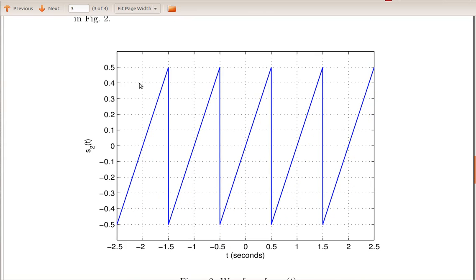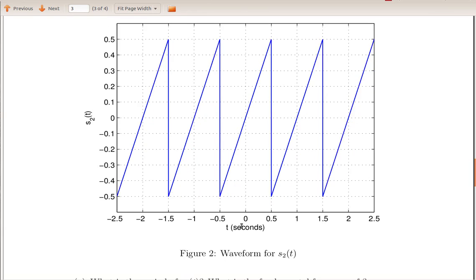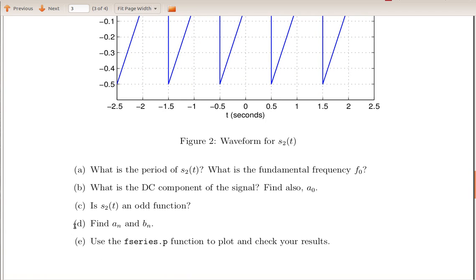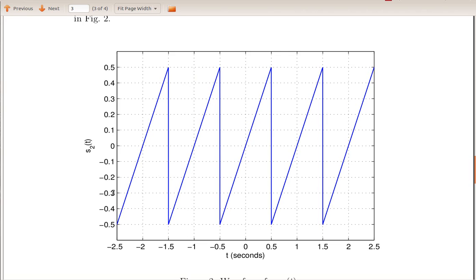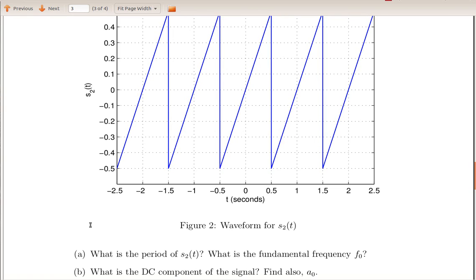Let's begin. Basically we're going to do the same thing as we did in question 1 and find the Fourier series of the signal inside this particular figure. We're going to go through the same set of questions and from that work out what A0, An and Bn are meant to be. Take a good look at the signal and answer this question. What is the period of S2 of t, and what is the fundamental frequency F0?